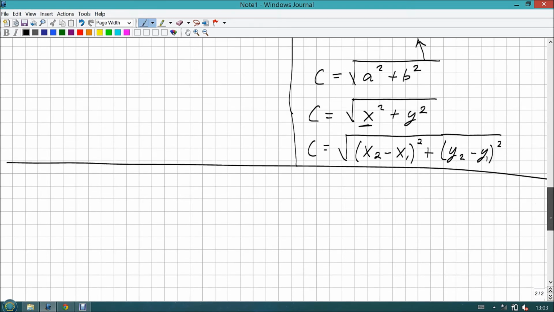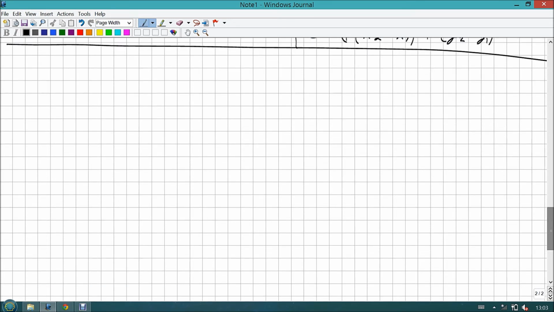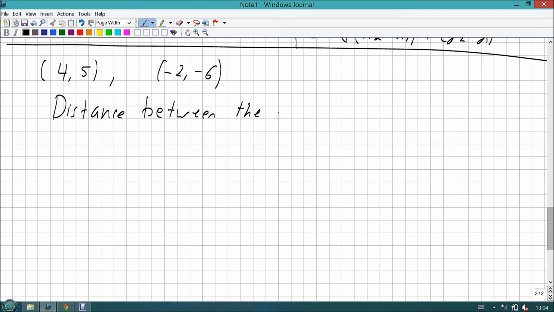Now let's use it. Let's say that we're given 2 points: 4, 5, and another point at -2, -6. And we want to find the distance between the 2 points. To do that, we use our distance formula. Our distance formula is the square root of the quantity x2 minus x1 squared plus the quantity y2 minus y1 squared.